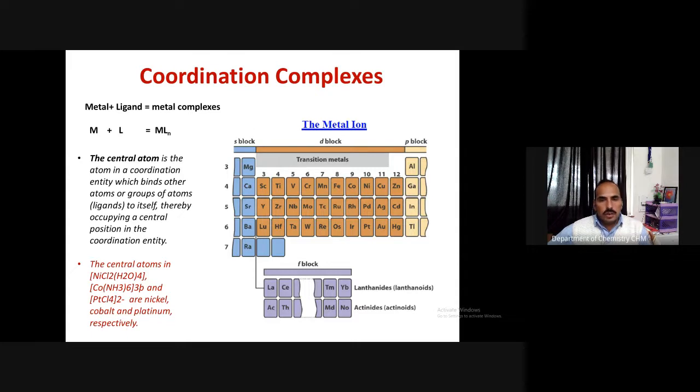Generally a transition metal complex is enclosed in square brackets, whether it is neutral or positively charged or negatively charged, it does not matter. A coordination entity should be enclosed in a square bracket. Okay, so this is the basic terminology.